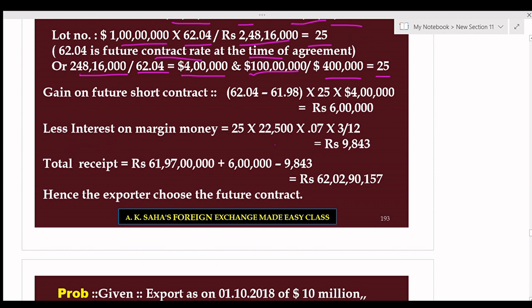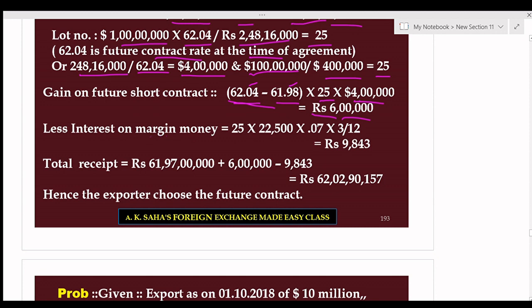Gain on short contract: 62.04 minus 61.98, that is spot future rate minus expiry future rate, multiplied with lot number multiplied with lot size, $4 lakhs. Here you see that all the time this will be in dollar because the unit of this rate is rupees per dollar. So dollar and dollar will be cancelled, remains rupees 6 lakhs.